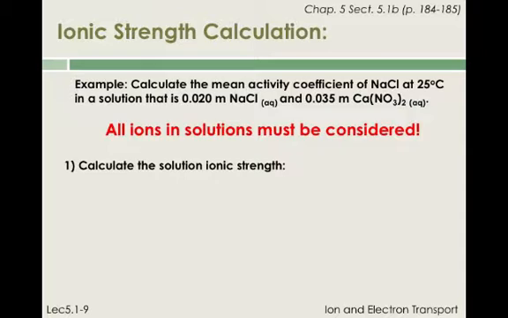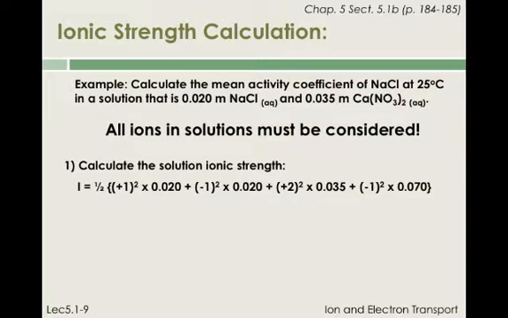Let us not forget that all ions in solution must be accounted for in the calculation of the solution ionic strength. In the expression for the ionic strength, the first term is for the sodium ions, molality 0.02 and charge +1. The second term is for the chloride ions, molality 0.02 and charge -1. The third term is for the calcium ions, molality 0.035 and charge +2.